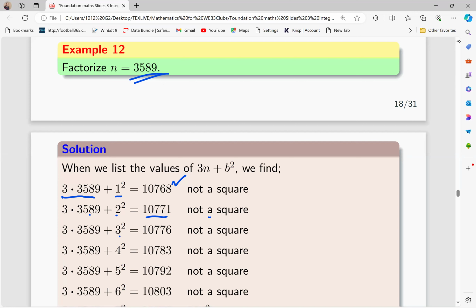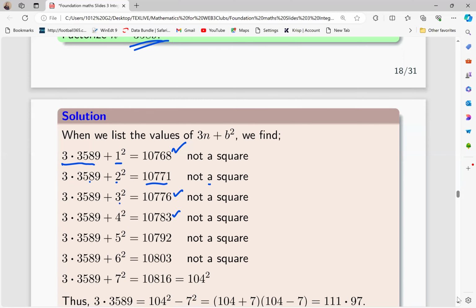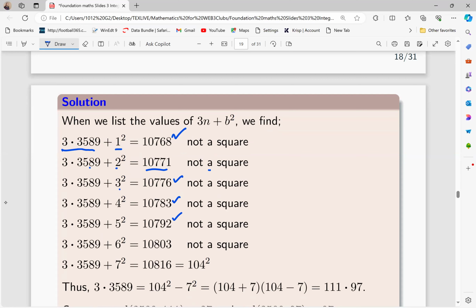I add 3 square to it. This is what I get. And again, this is not a perfect square. I continue. Add 4 square. This is what I get. It's not a perfect square. I'm just using my square root calculator to see whether I can get a whole number. Add 5 square. This is what I get. And this again is not a perfect square.